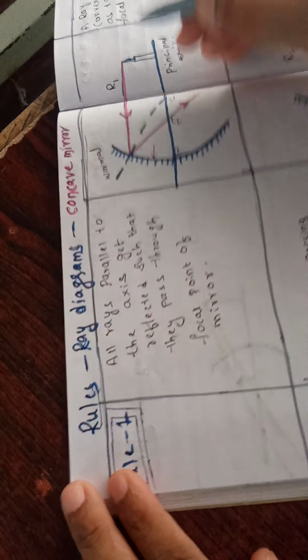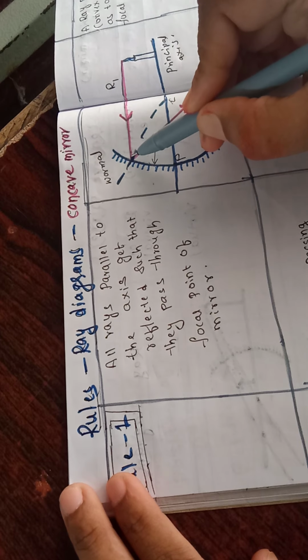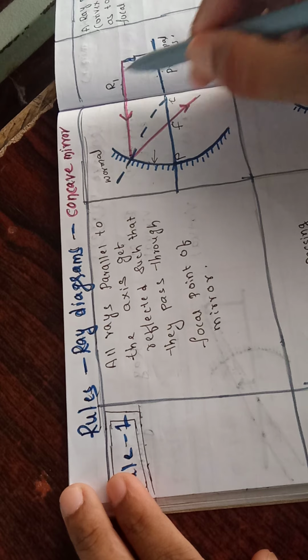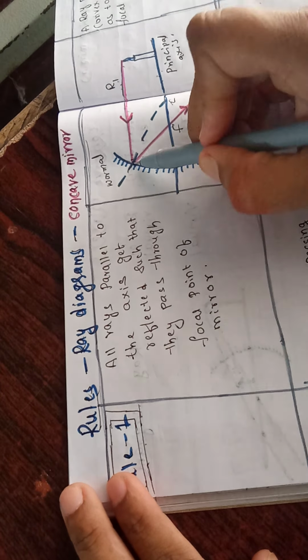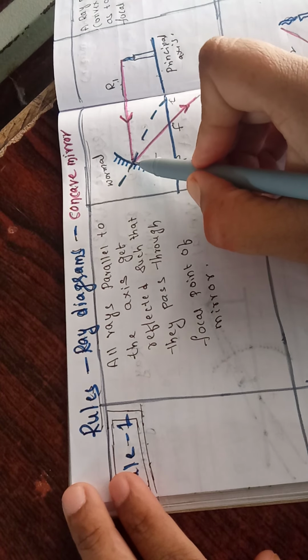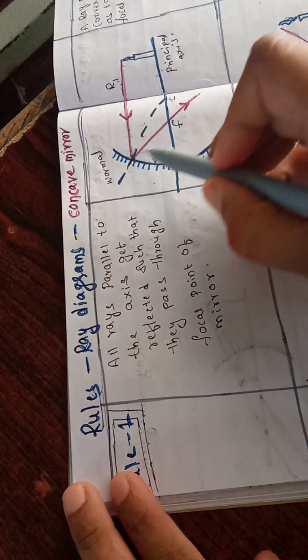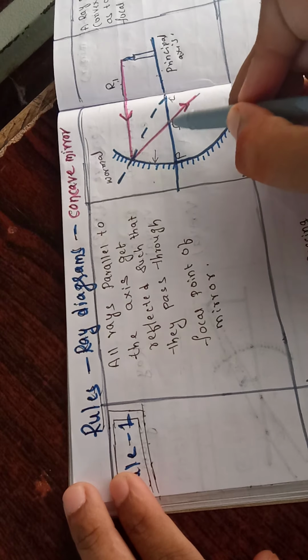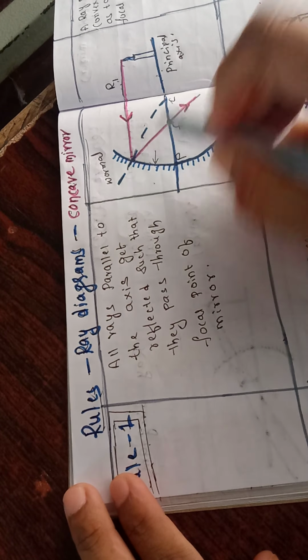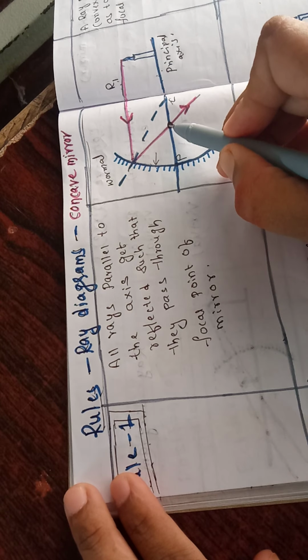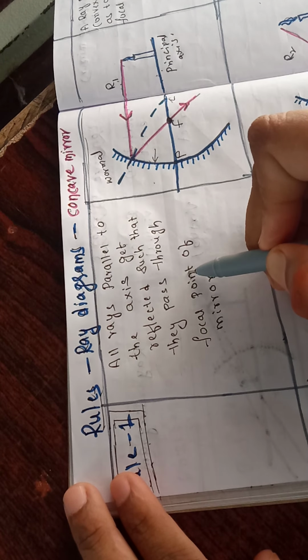Rule 1: these are the rays coming parallel to the principal axis. These rays are incident on this concave mirror, then they reflect back, and the reflected rays pass through this focal point of the mirror. This is rule 1.